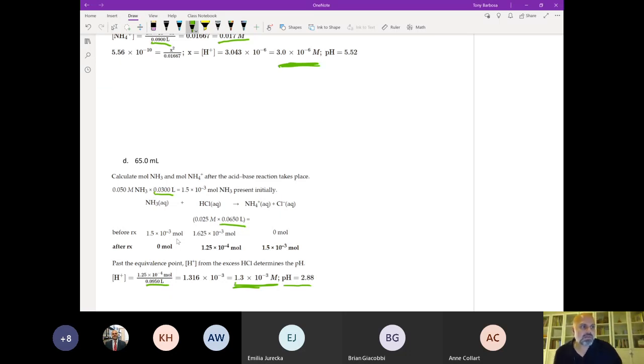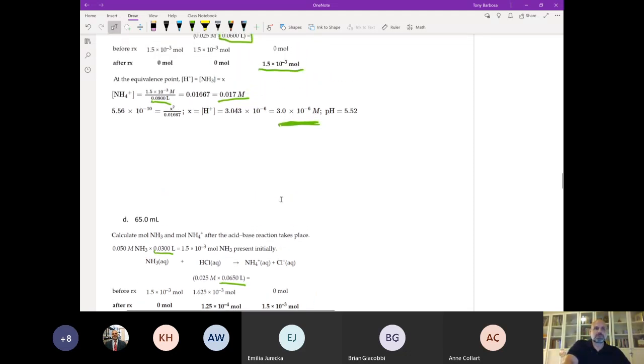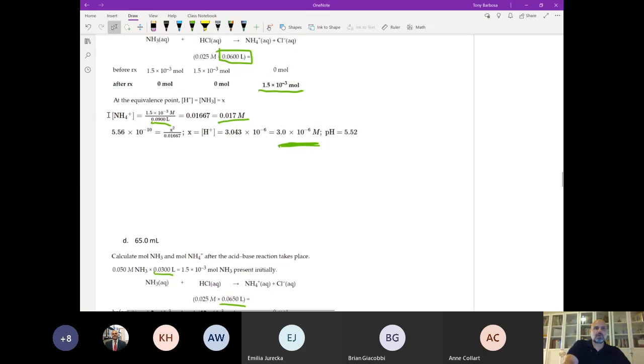Sorry, Annie, I just saw your question. The Ka for all of our equations here is always going to be the Ka of the ammonium ion. So when we're using Kas, we're using the Ka of ammonium ion. Hydrochloric acid is a strong acid, so hydrochloric acid does not have a Ka.